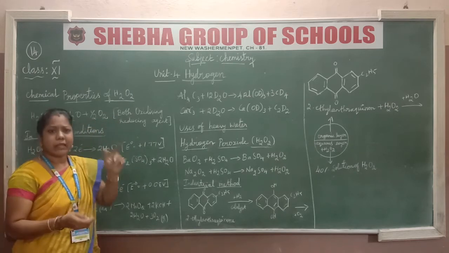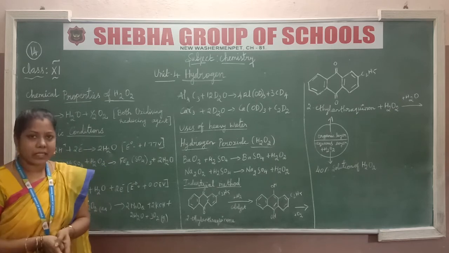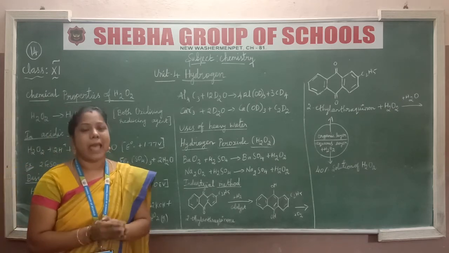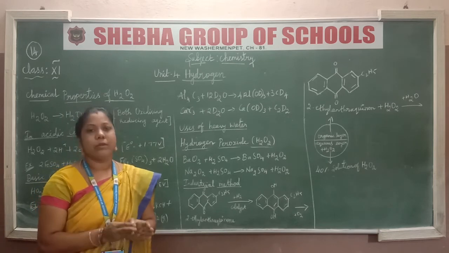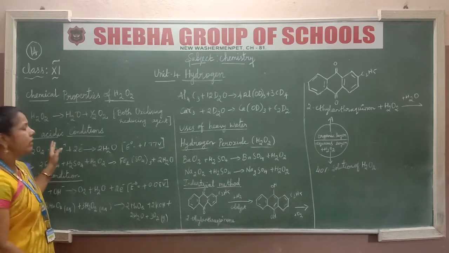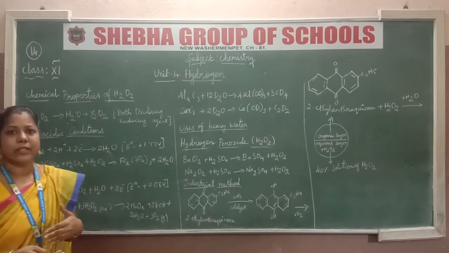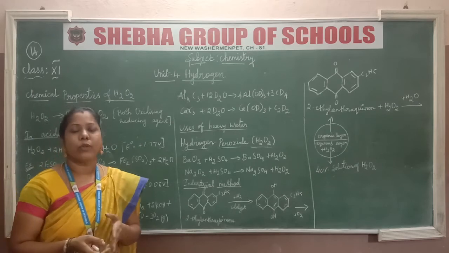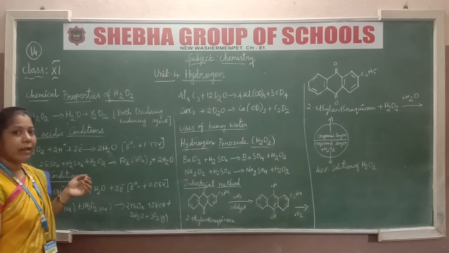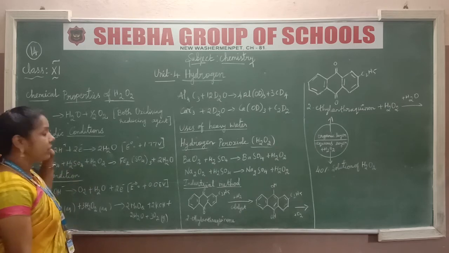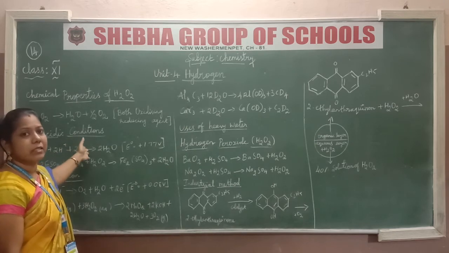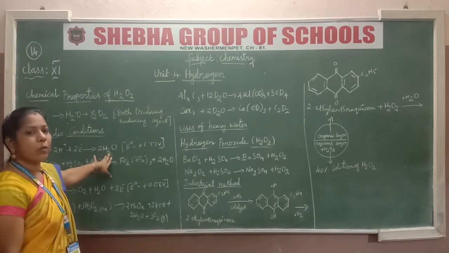It acts both as an oxidizing agent as well as a reducing agent. So hydrogen peroxide acts as an oxidizing agent as well as a reducing agent. What will happen in acidic and basic nature, how does it react with acid and base? Let's move on to the acidic conditions. In acidic conditions, hydrogen peroxide, in presence of hydrogen ions and gain of electrons, gives water molecules.